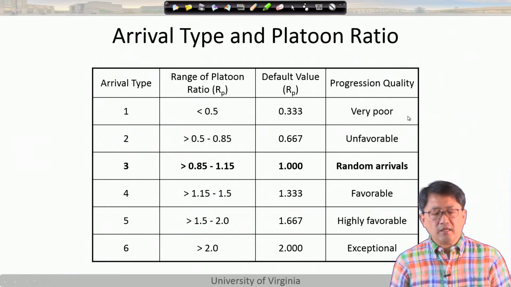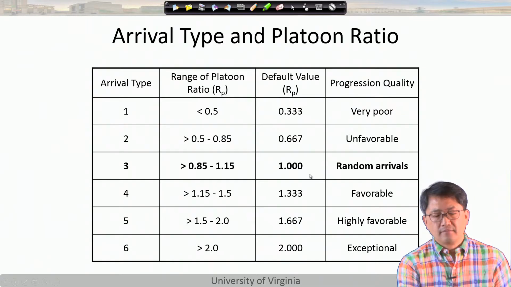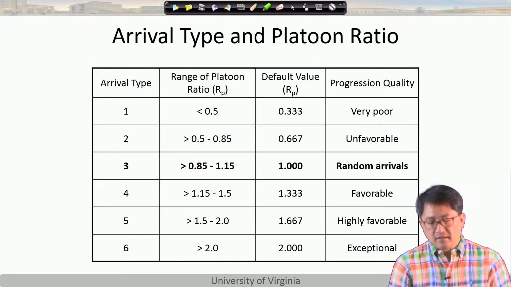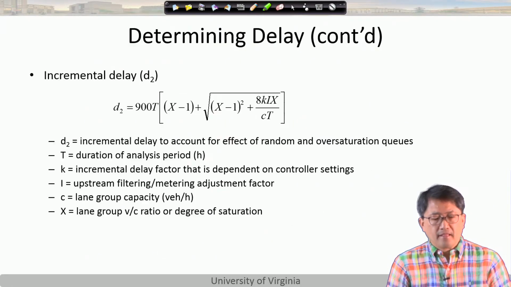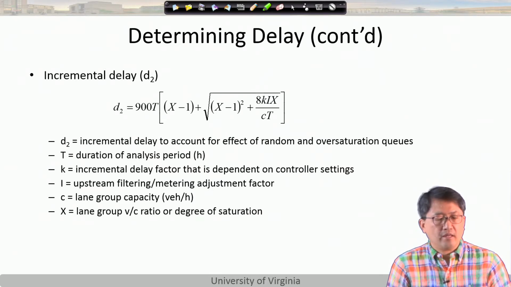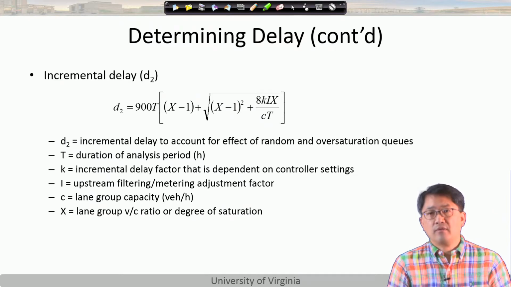So when you have random arrivals, we put the 1. If you have a really poor progression, this is the 1. Exceptionally good progression, this is what you use. Try to adjust sort of a delay at the intersection level. Even with the uniform arrivals, it's not always uniform. This is a so-called random and oversaturation or incremental delay. This is sort of derived and then modified based on queuing theory.